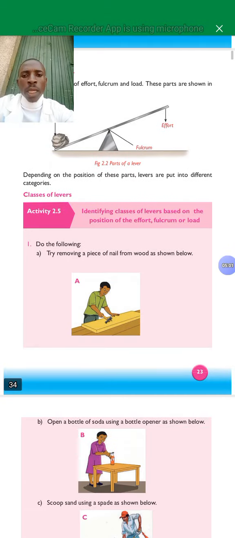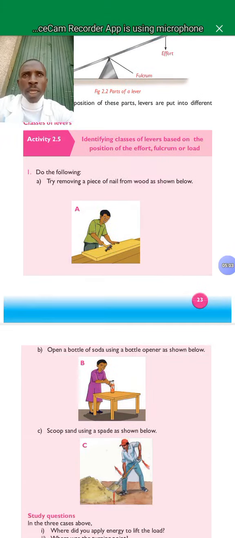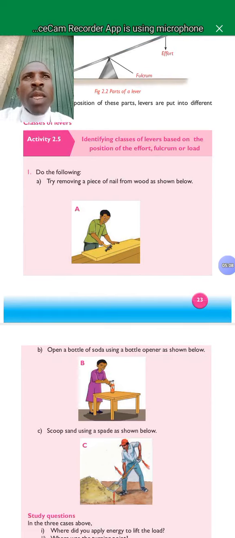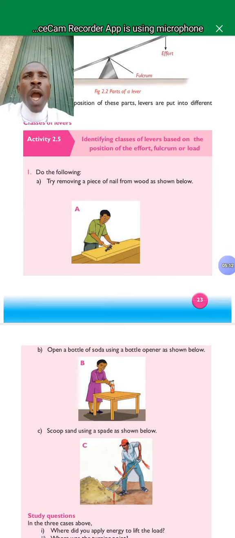Simple machines are categorized into 3 classes of lever. The first class of lever is when the fulcrum is between the load and the effort. Examples you can give are a seesaw and a claw bar, where the fulcrum is between the effort and the load.